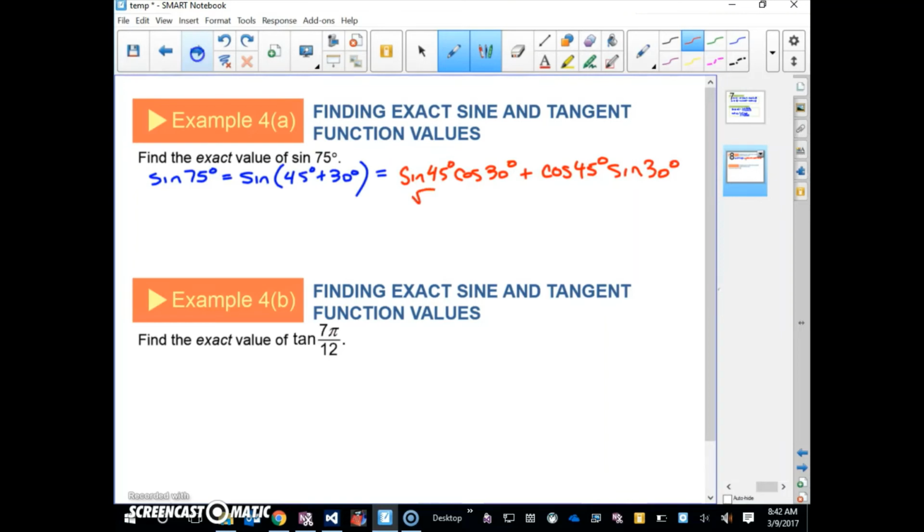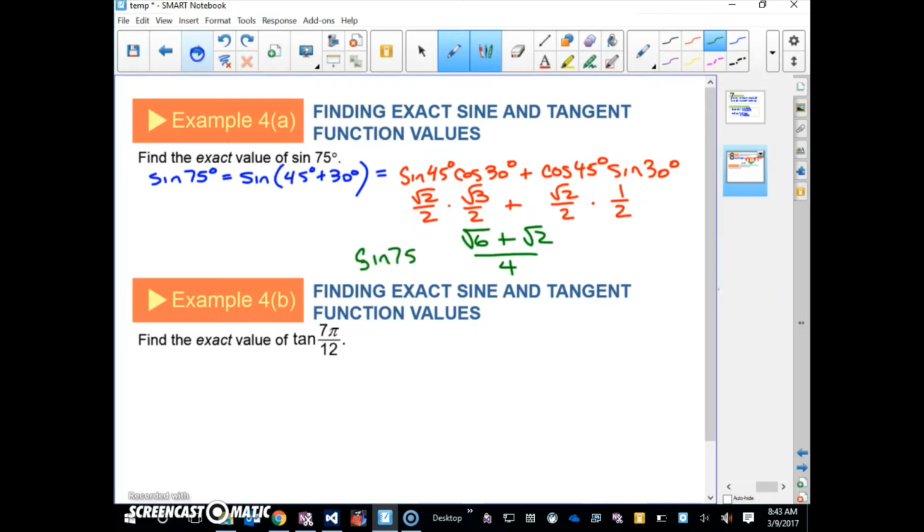Sine 45, square root of 2 over 2. Cosine 30, square root of 3 over 2. Cosine 45, square root of 2 over 2. Sine 30 is 1/2. I don't know if you remember the last time we did this, the last example, it pretty much looks exactly the same. The numbers are almost always going to be close. When we clean up this fraction, we get square root of 6 plus square root of 2 over 4.